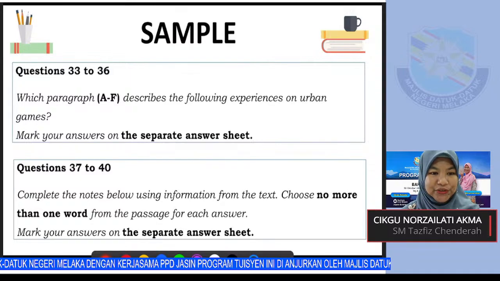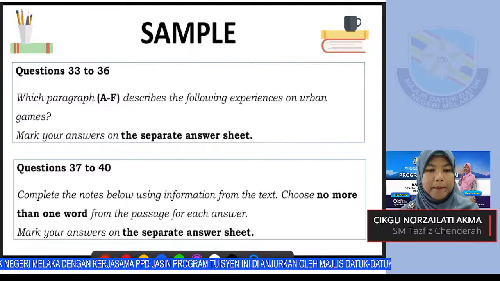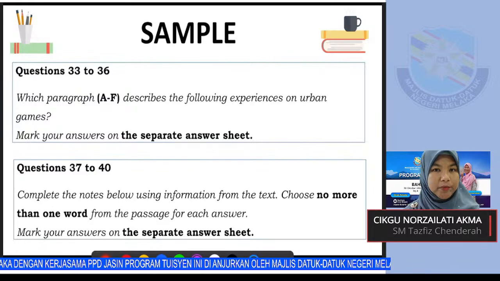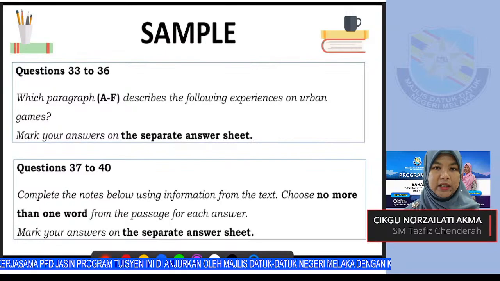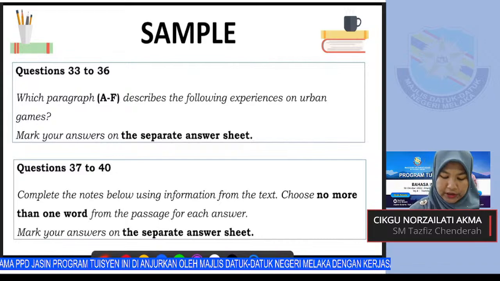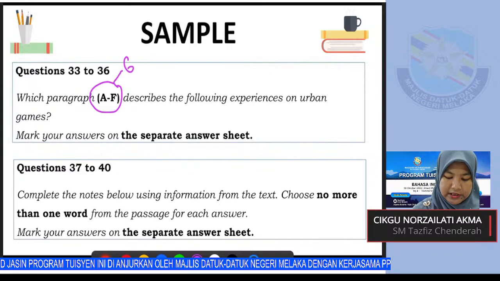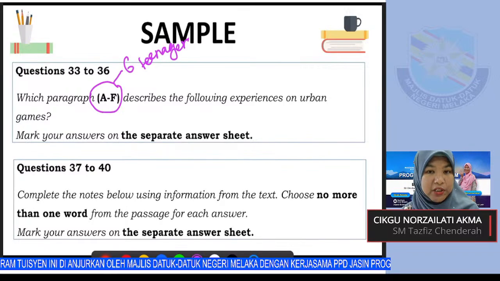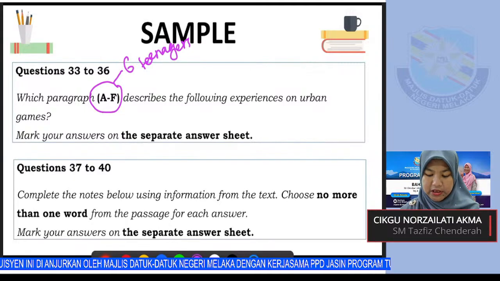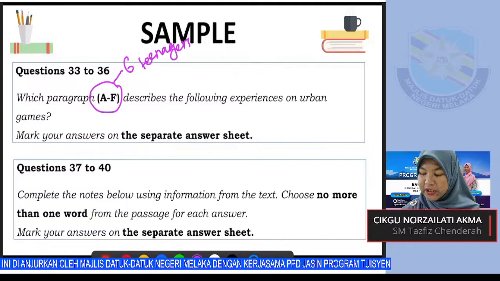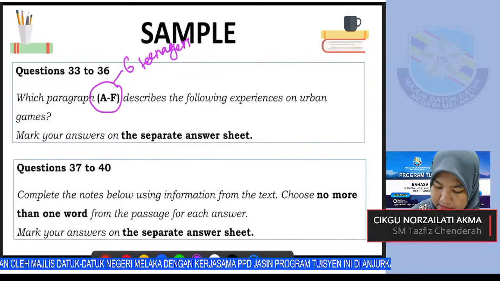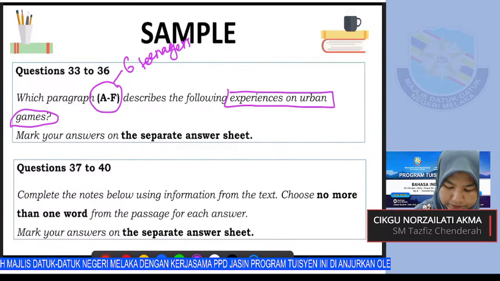For question 33 to 36, which paragraph, A to F? Paragraph refers to the opinion from the teenagers. Still remember? There are 6 teenagers talking just now: A, B, C, D, E, F. So it refers to the 6 teenagers just now. Which paragraph, A to F, describes the following experience on urban game? The main idea is experience on urban game.